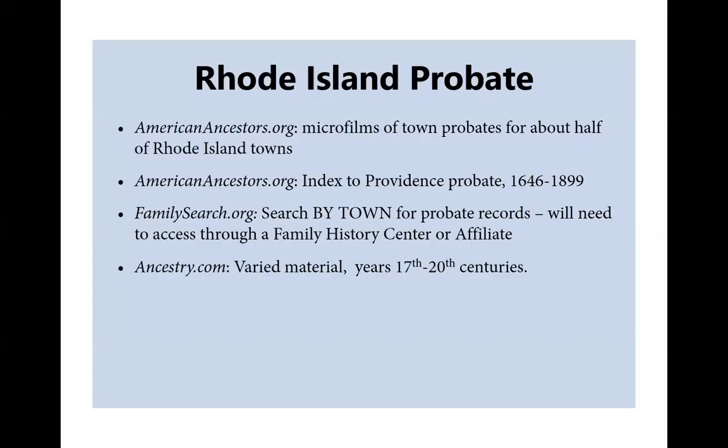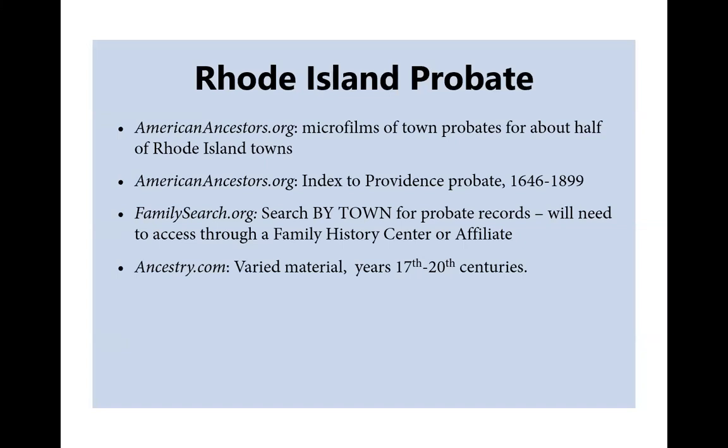Rhode Island probate may be found at the town level, and it may be found at all three of the major online repositories. We have microfilm for an index. At FamilySearch, you can use the catalog to search by town, and the digital images are locked, so you will need to go to a family history center or a family history library affiliate.